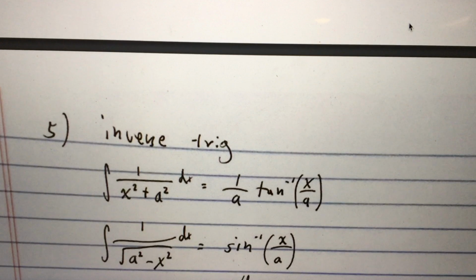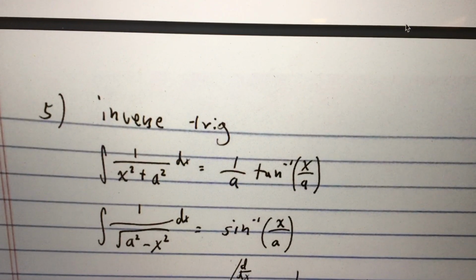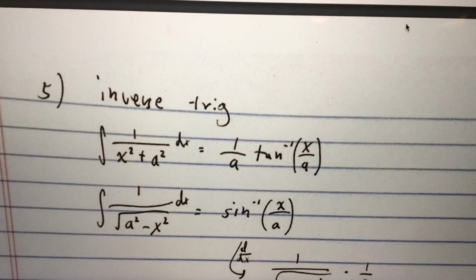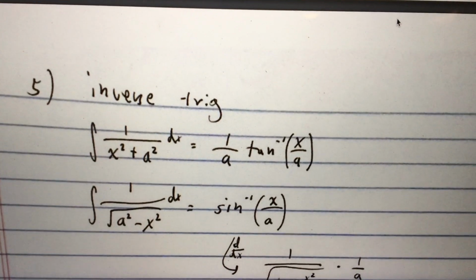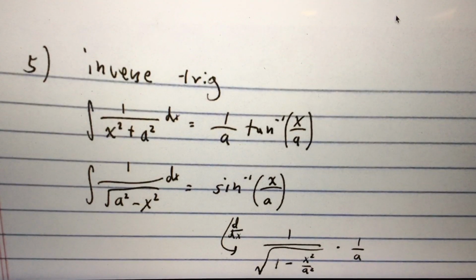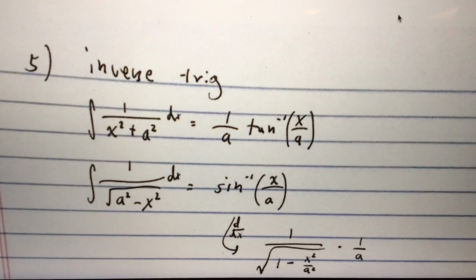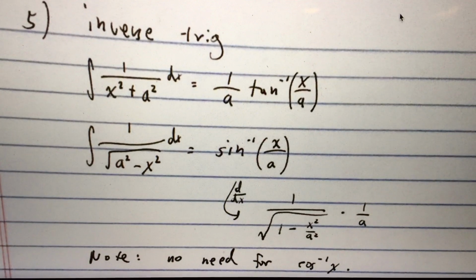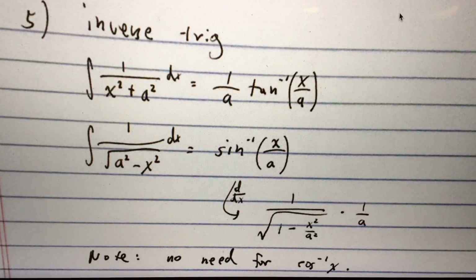For the inverse trig, it's basically a memorization process. The most common one is 1 over x squared plus a squared. When you take the antiderivative, you get the inverse tangent. The other one is 1 over the square root of a squared minus x squared, and that is the inverse sine, which you can take the derivative to check. Basically memorization as well. That's the derivative of inverse sine.